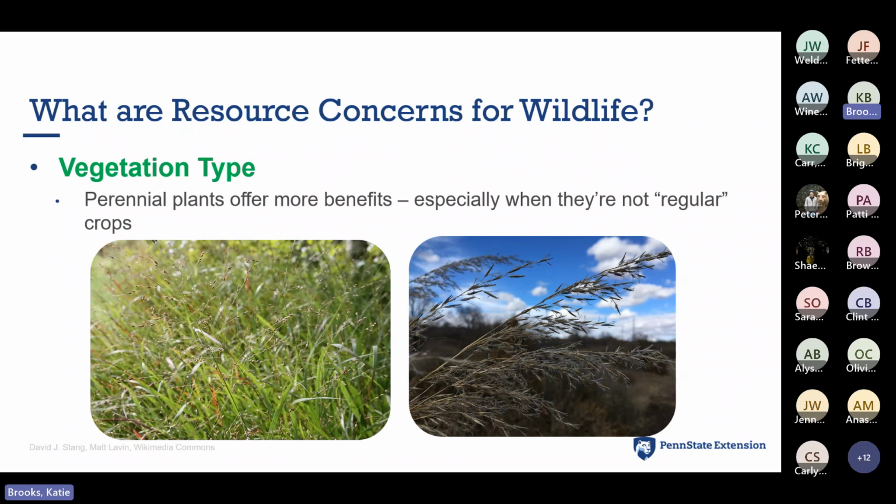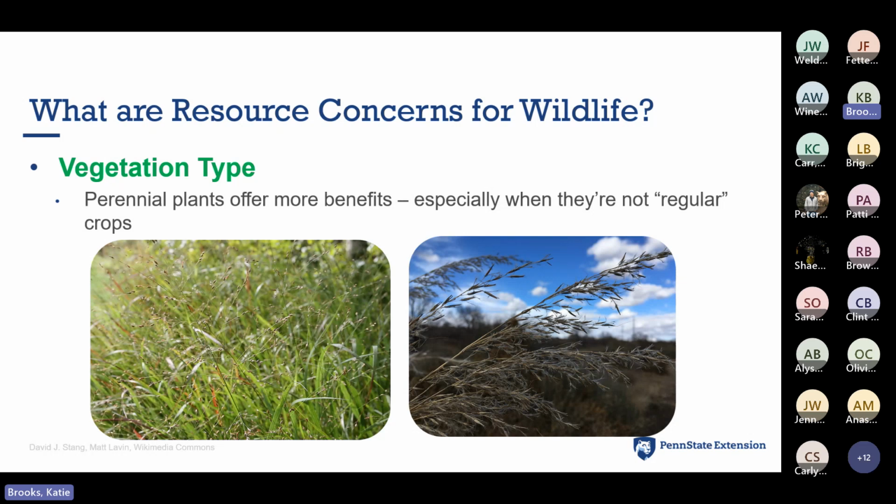So that kind of leads us into talking about vegetation type. Perennial plants are going to offer more benefits than annual plants, especially when they're not just the regular crops, something that's more long term. And obviously, we're always going to recommend native species over non-native species, and I'll talk about that more in a minute. But some vegetation we can start thinking about.